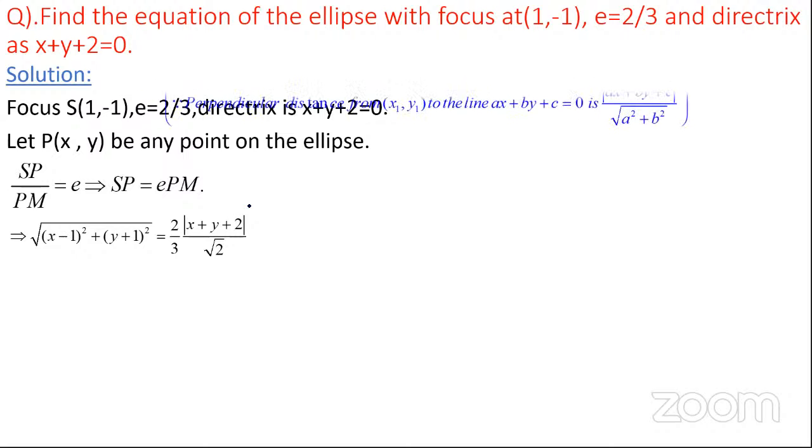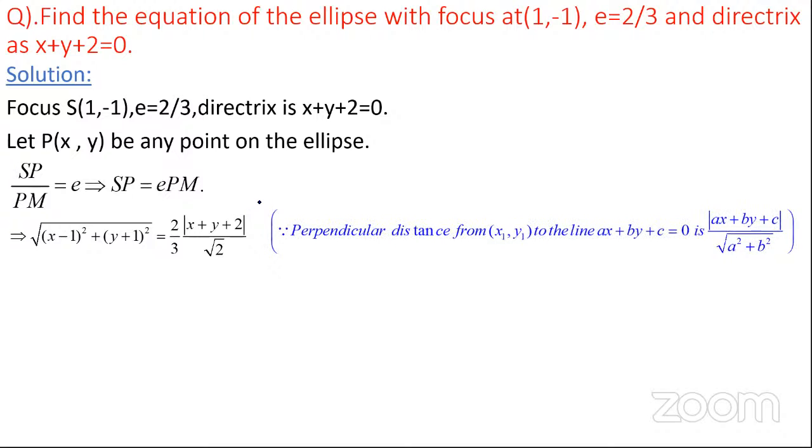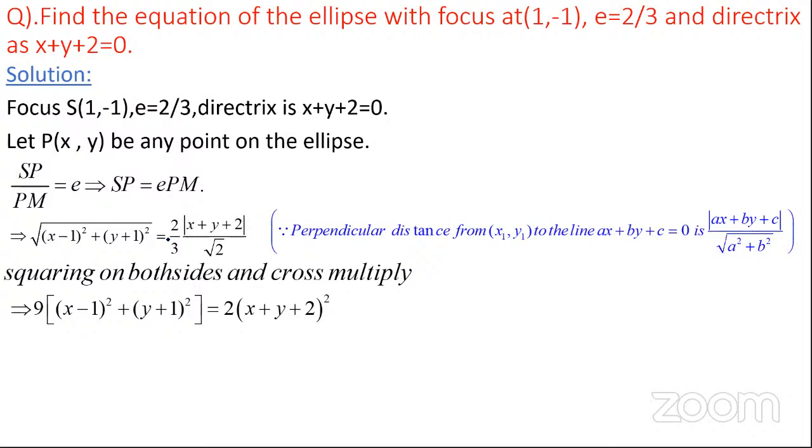Squaring on both sides, e squared is 2 by 3 squared, so you will get 4 by 9. Then expand this: 9 of (x - 1) whole square plus (y + 1) whole square equals 2 of (x + y + 2) whole square.